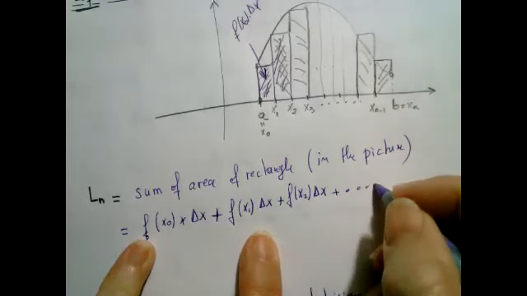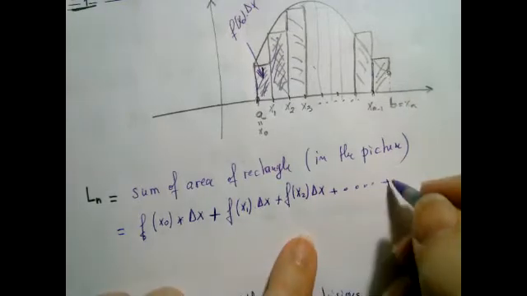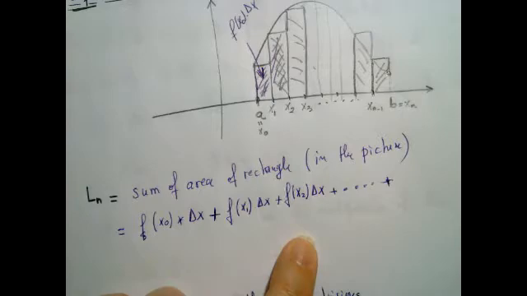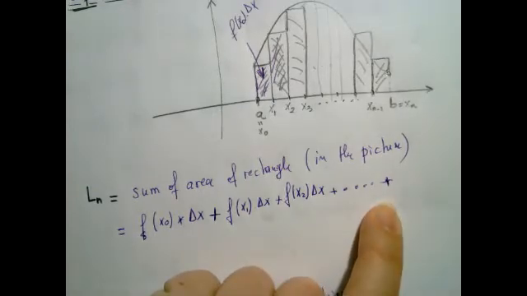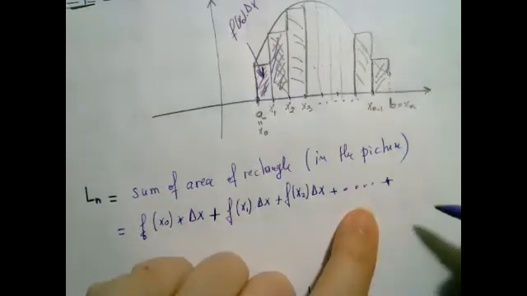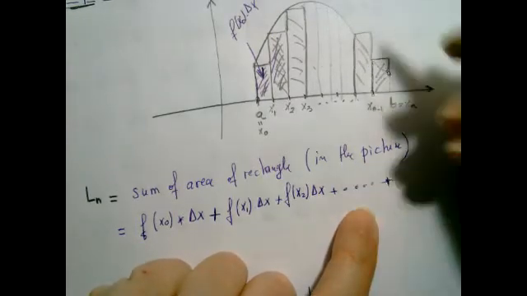What do I mean by etc.? I mean, there are more rectangles, so I'm not going to write all of them because I don't know how to write them. N could be 100 or 1 million. I don't know what N is. But what's going to be the last term in this sum? Who can write it up for me? Using the notation. What's the last area?